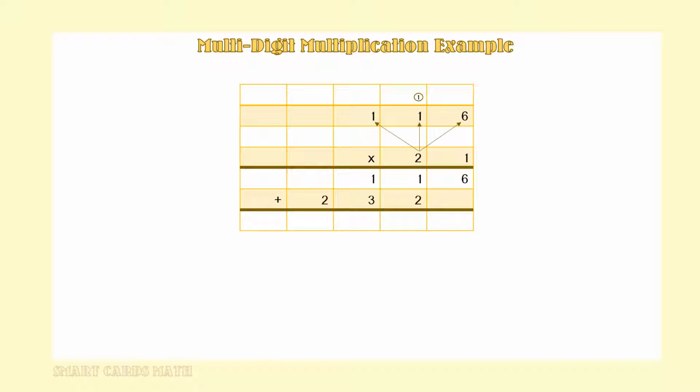Now let's add the cross products together, starting in the ones place. 6 plus 0 is 6. 1 plus 2 is 3. 1 plus 3 is 4. Bring down the 2 for a final answer of 2,436.